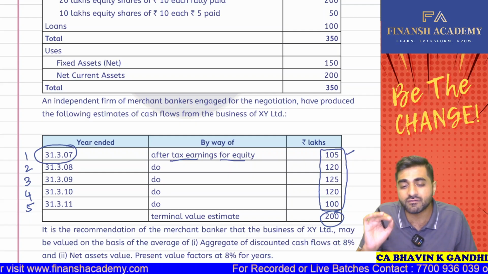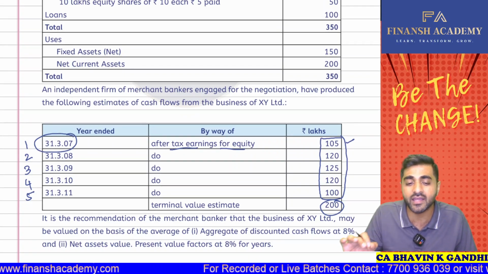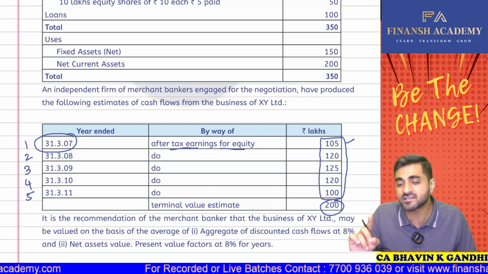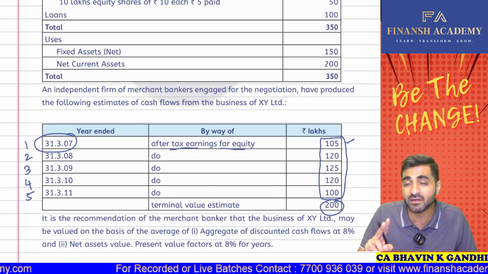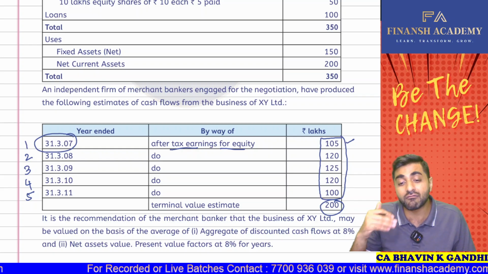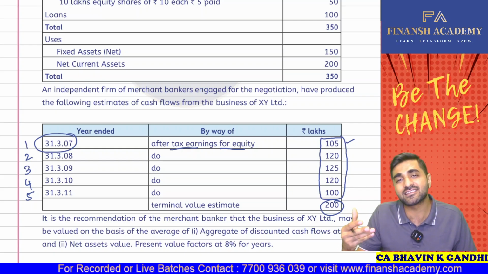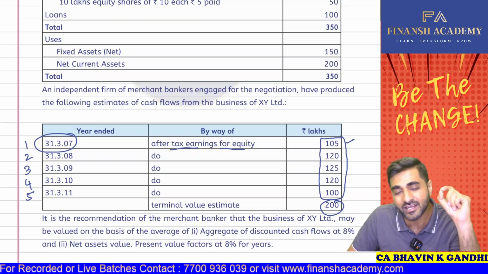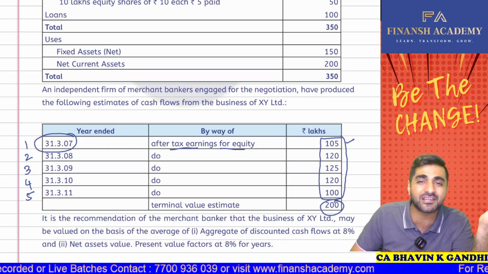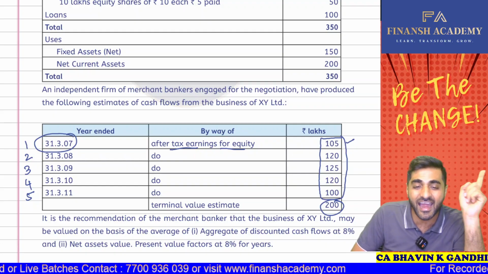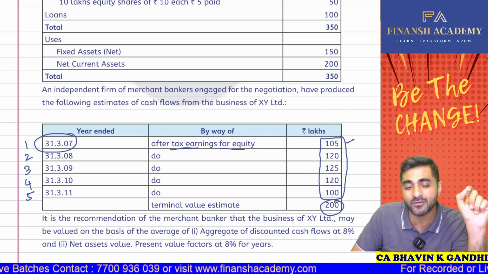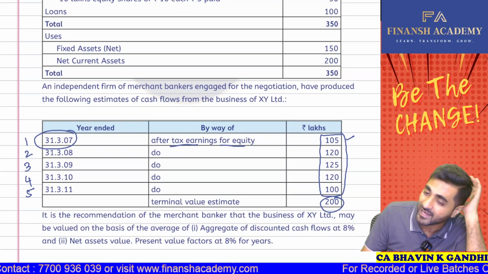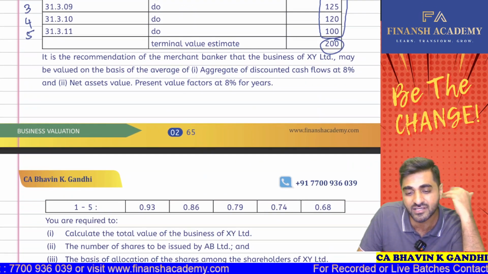It is the recommendation of the merchant banker that the business of XY may be valued on the basis of the average of the aggregate of the discounted cash flows at 8% and the net asset value. So now, my dear students, when valuing this business, there are two methods we have to take into consideration. One is the discounted cash flow method, and for this case we are going to take an 8% rate. The second one is the net asset value, for which we are going to use the historical approach. And for the present value at 8%, these factors are available.